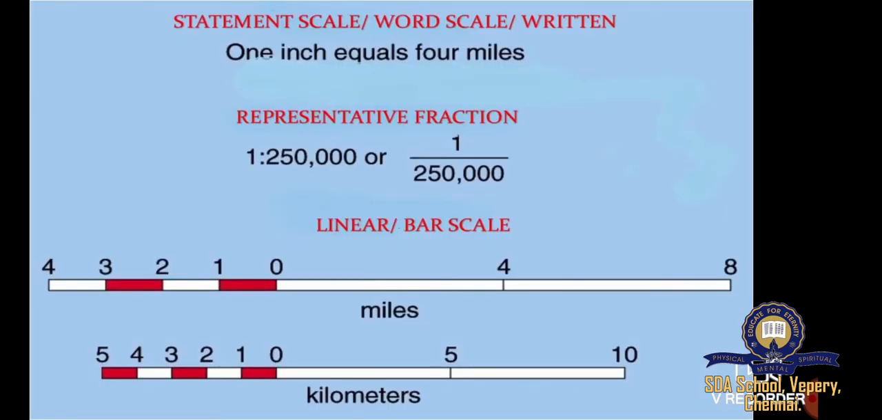First we will see about the scale shown by a statement. In the statement method, the scale is expressed in words such as 2 centimeters is to 5 kilometers, or in numbers, 2 centimeter is 5 kilometer. In this statement, 2 centimeter is the map distance and 5 kilometer is the ground distance.